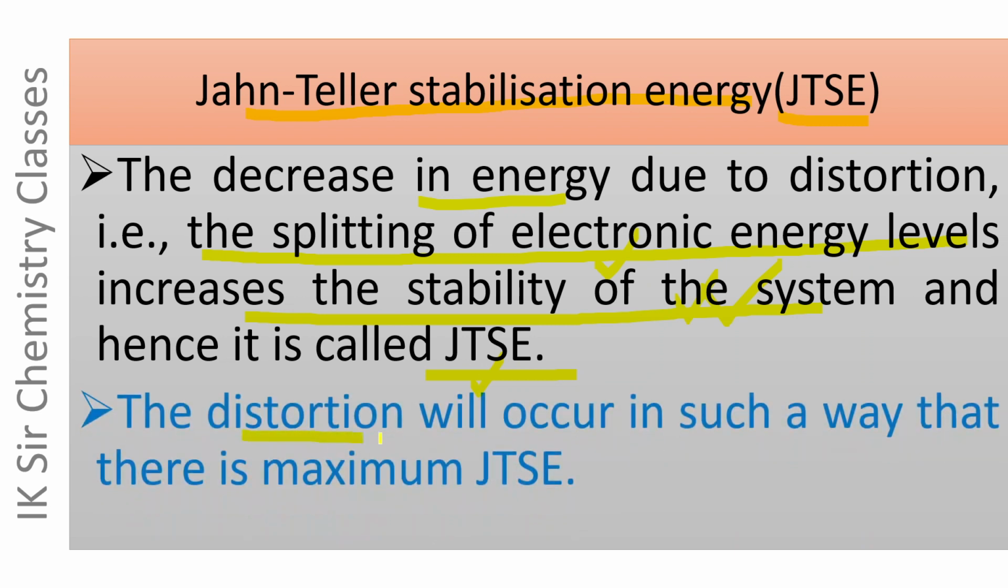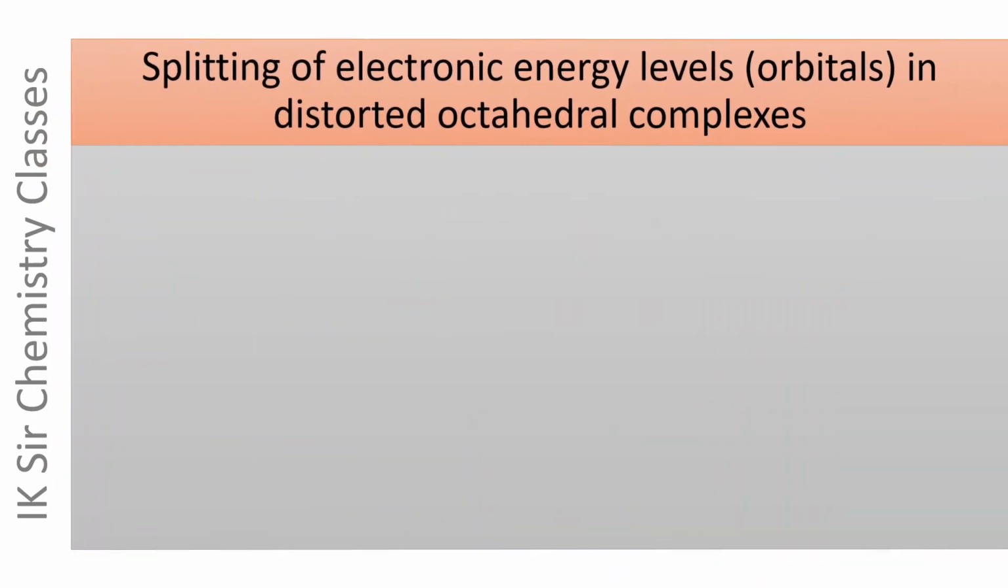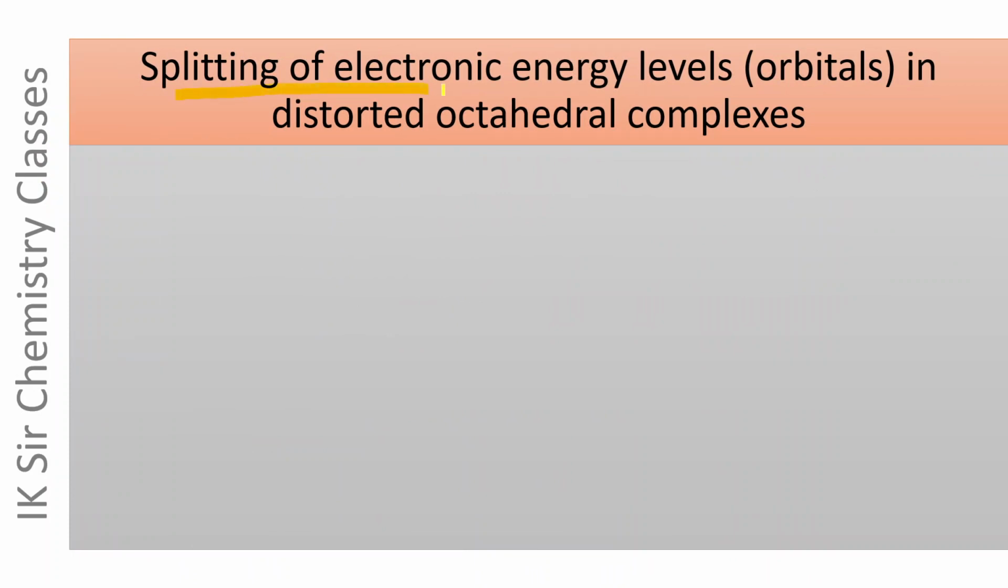The distortion will occur in octahedral complexes in such a way that there is maximum Jahn Teller stabilization energy. The distortion in octahedral complexes will take place in such a direction, in such a way that there is maximum Jahn Teller stabilization energy. A splitting of electronic energy levels, that is orbitals, in distorted octahedral complexes.